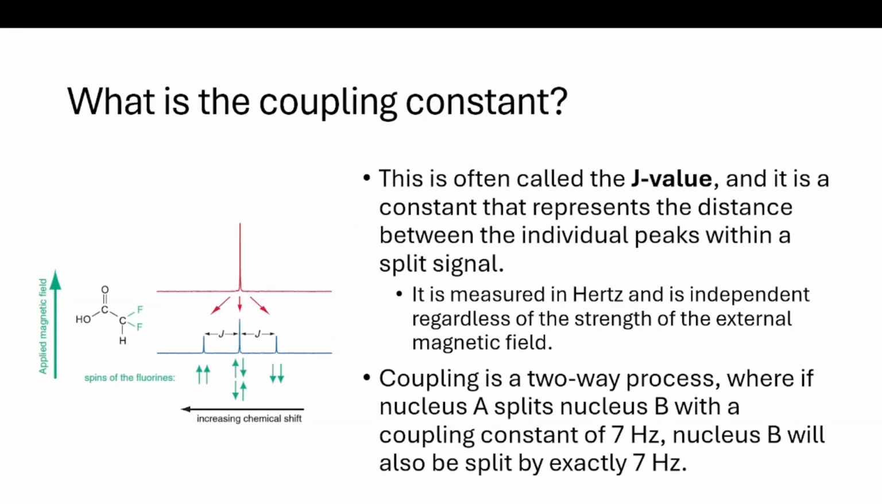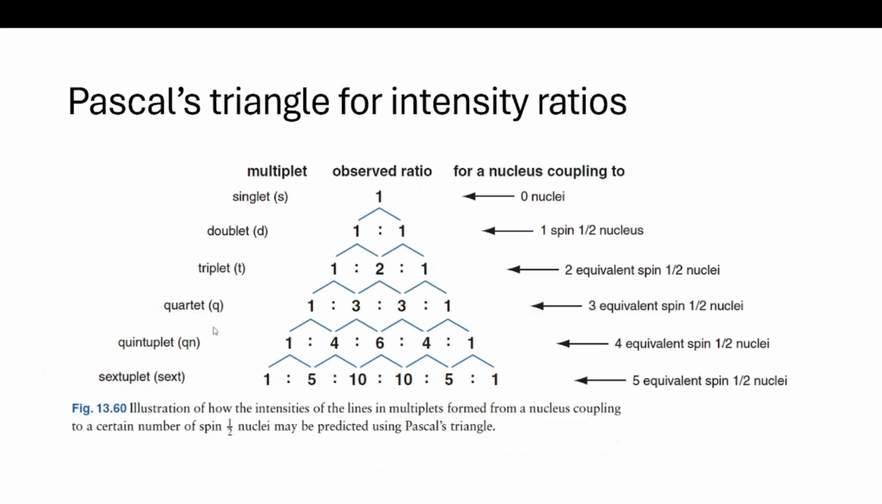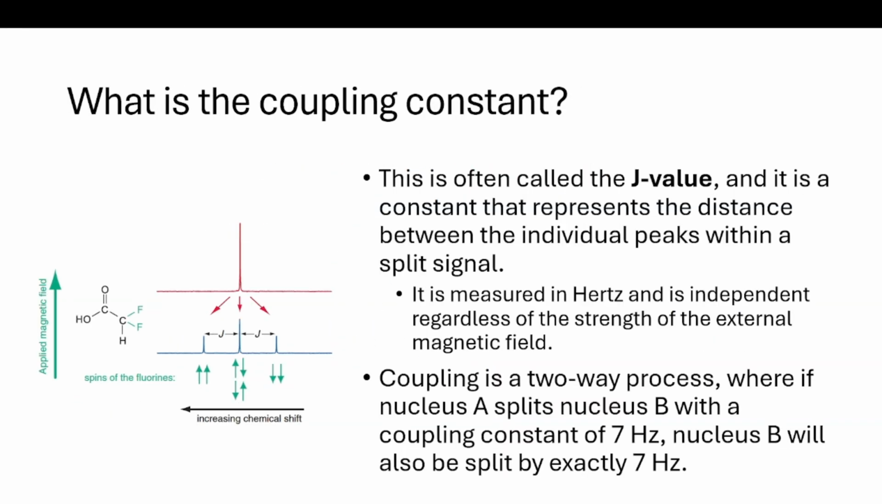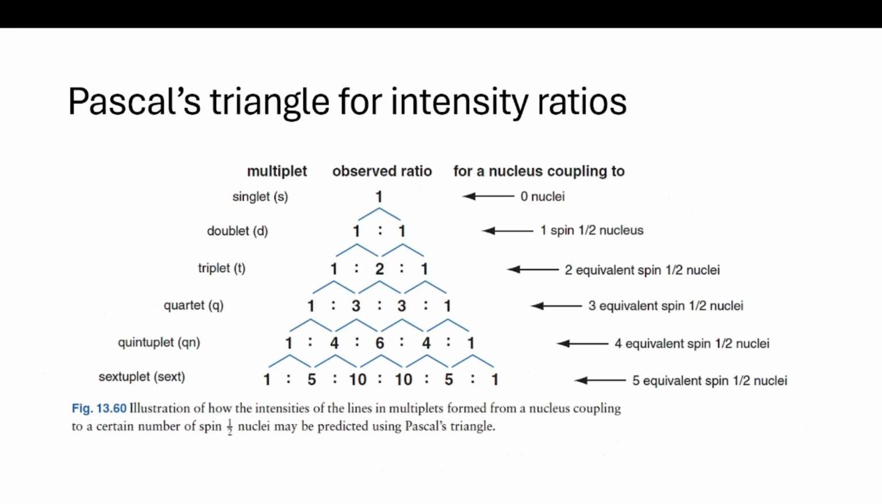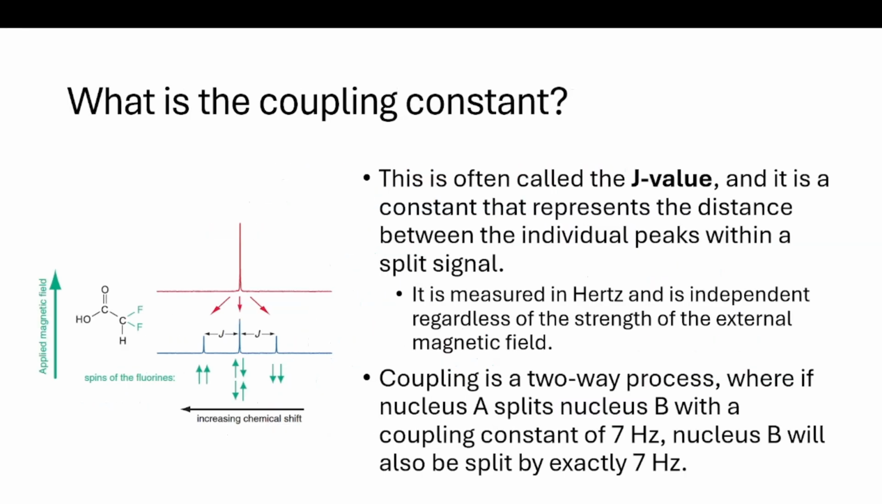In addition, when we're looking at split peaks, we can see that some of these peaks have a greater intensity than others. For that, we can use Pascal's triangle, where we see that if we have some sort of split peak, take for example a triplet, then the central peak will be 2 times as intense as any of the other peaks.